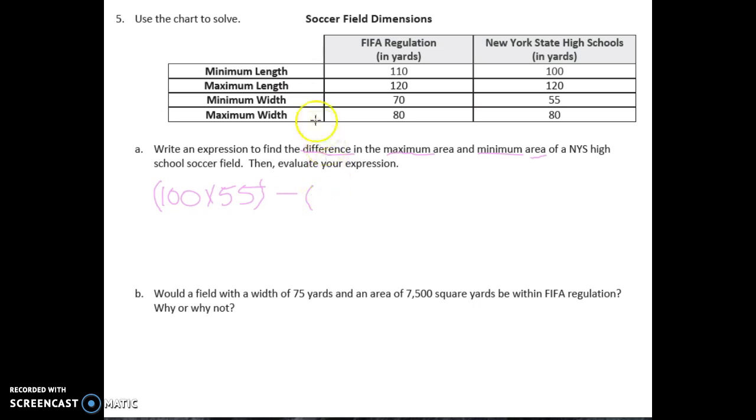This one's going to be the maximum. The maximum length is 120. We're going length times width, 120, and then the maximum width is going to be times 80. And then after we find the difference between the two, we will have evaluated our expression. So we know that 1 times 55 is 55, and then we have our 2 zeros that come along. And then we're going to be subtracting from that.